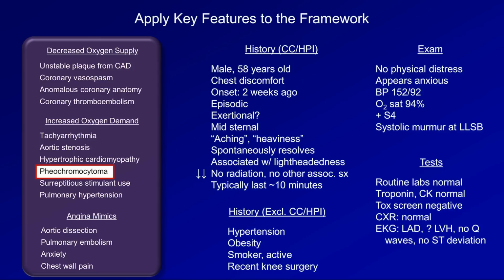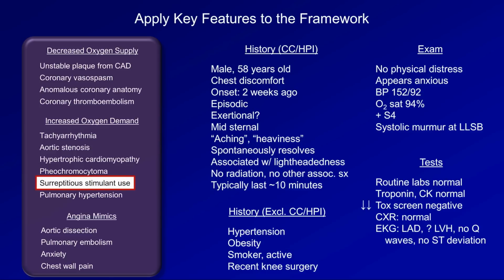Pheochromocytomas can definitely cause chest discomfort from excessive oxygen demand during episodes of extreme hypertension. However, in addition to being quite rare, pheochromocytomas almost always present with other symptoms during the episodes, such as headache, palpitations, and tremor. Their absence, combined with the rarity of the diagnosis and significantly more likely alternatives, rules out pheo. Surreptitious stimulant use is essentially ruled out by a negative urine tox screen. There are certainly stimulants that aren't routinely tested for, but nothing in the history is suggestive of this.